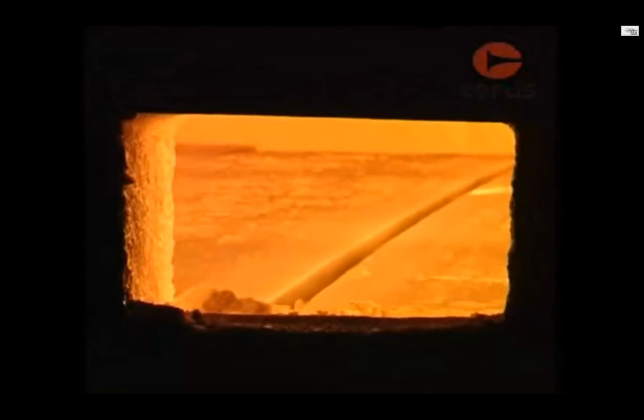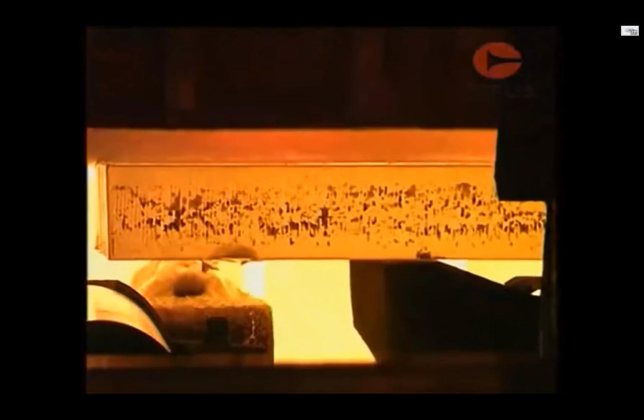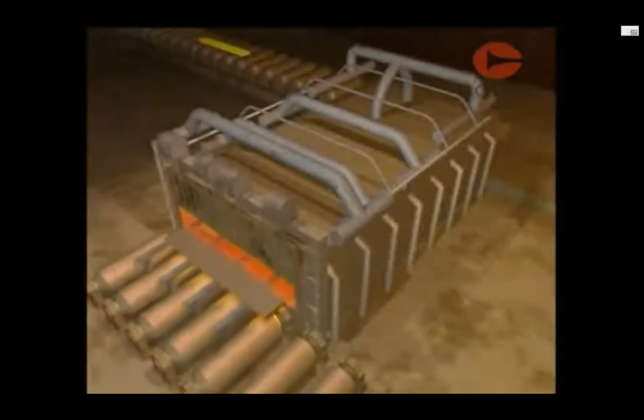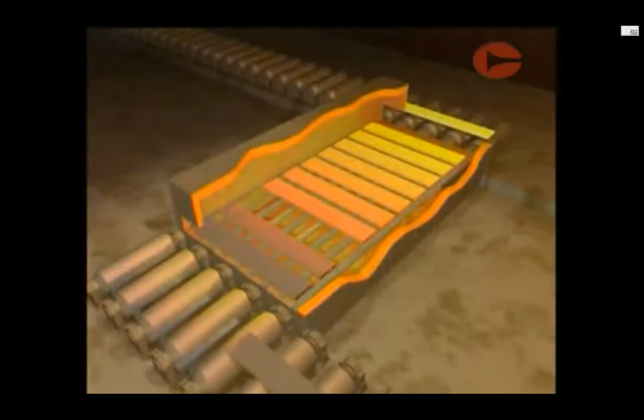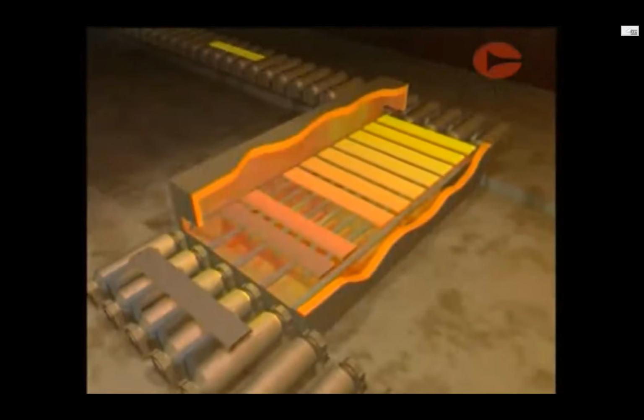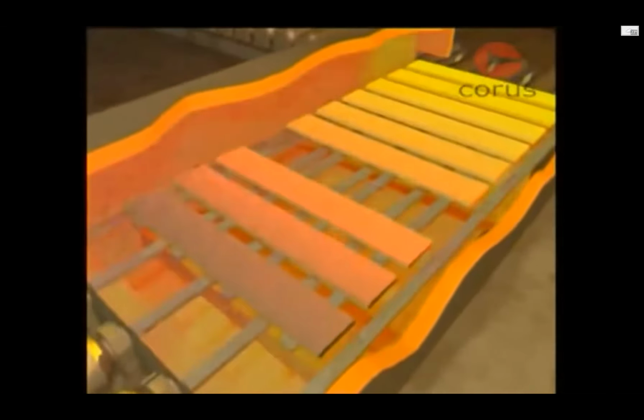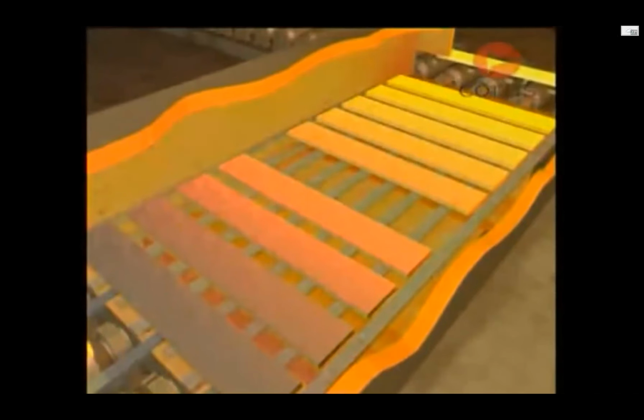Steel is highly resistant to shaping when it's cold, and for that reason, it is generally rolled whilst it's hot. To make sure the steel is at the correct temperature for rolling, it is fed into a furnace. Here it travels through several temperature control zones until it's at the correct temperature and ready for rolling.